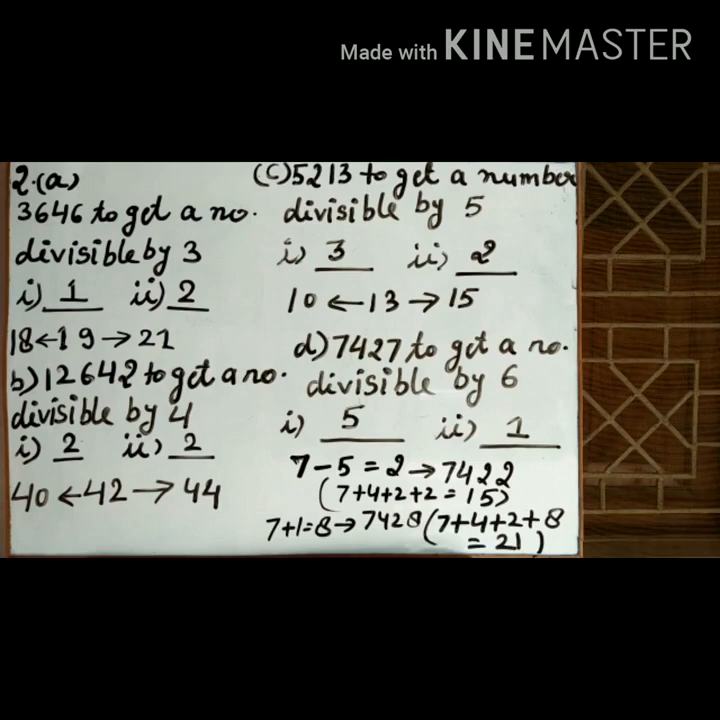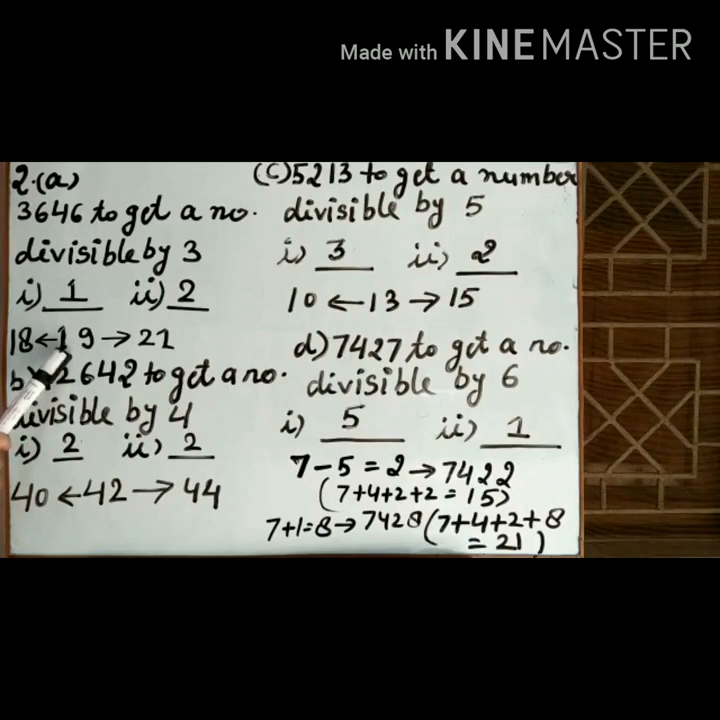First of all, we will remind the rule of 3. The rule of 3 is, if the sum of its digits is divisible by 3. Let's add 3 plus 6, 9, plus 4, 13, plus 6, 19. The sum of its digits is 19, and 19 is not divisible by 3.